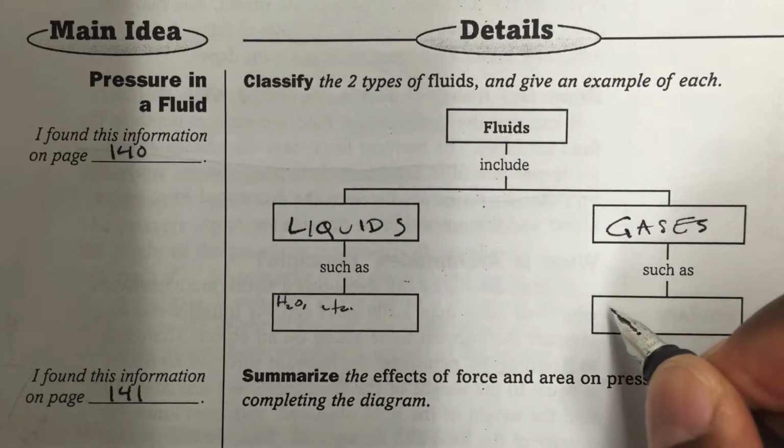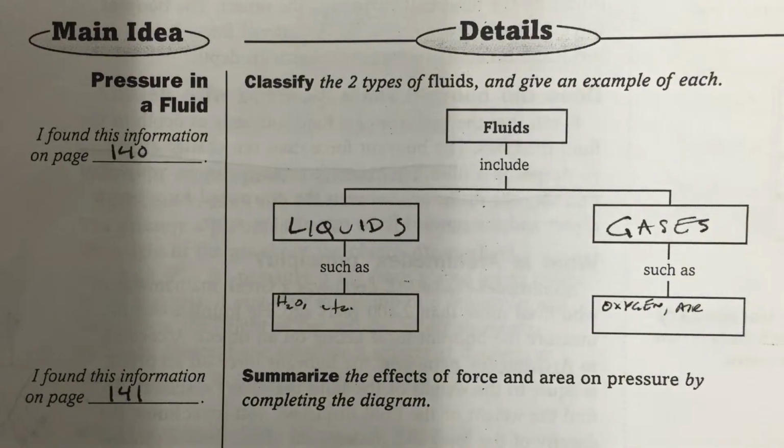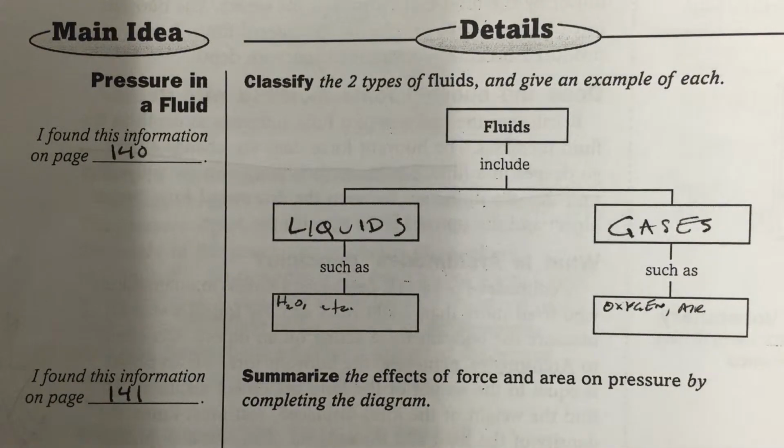Gases. Okay, there's gases. There's oxygen. There's the air, which is a mixture of gases. There's nitrogen. There's all these gases out there. Helium. There's many different types of gases. So you just have to put one example there.